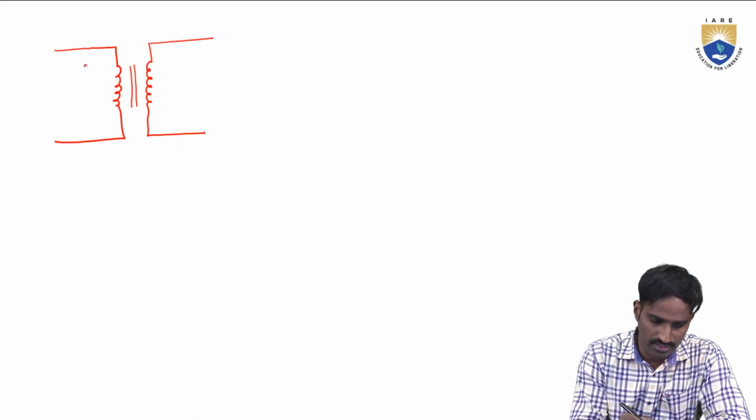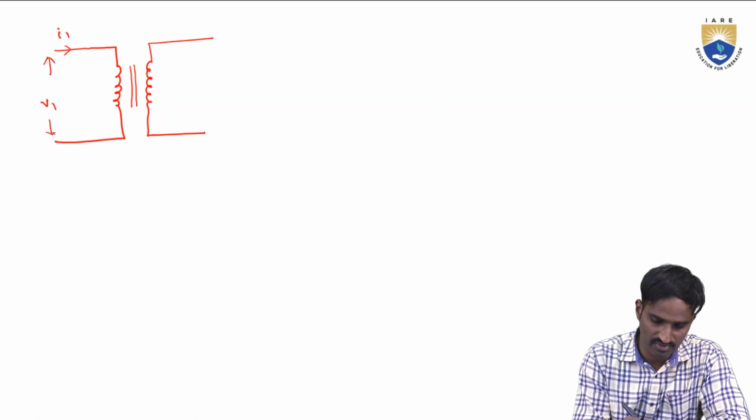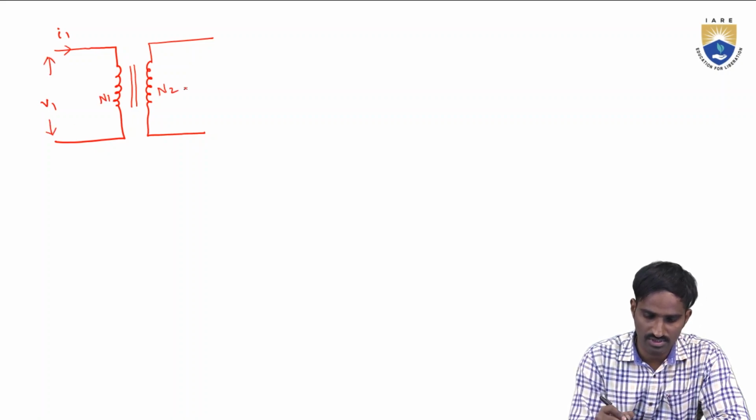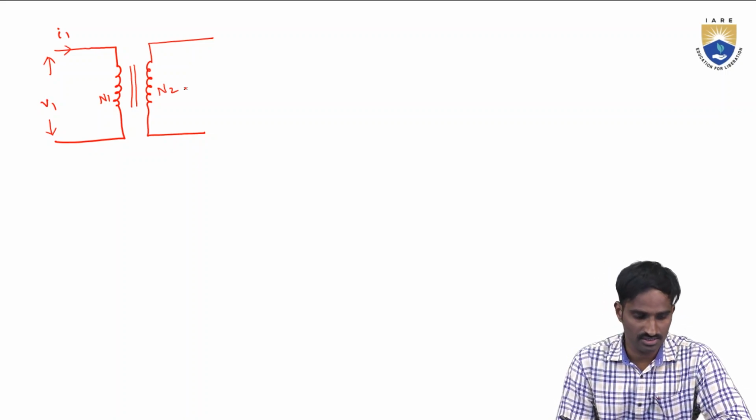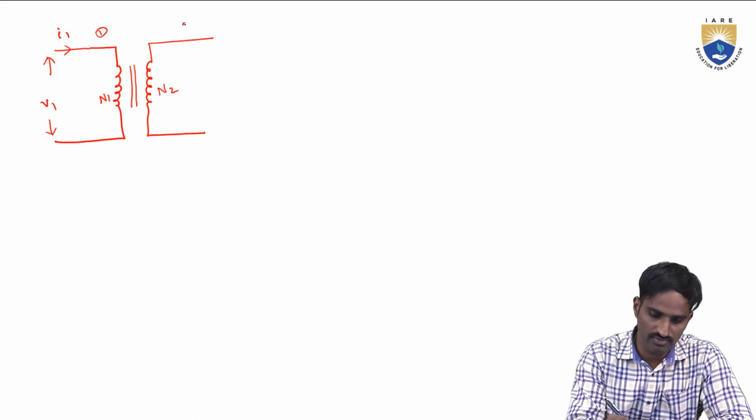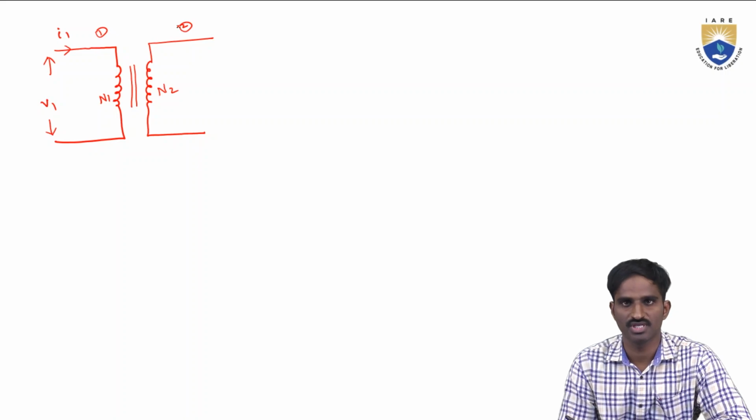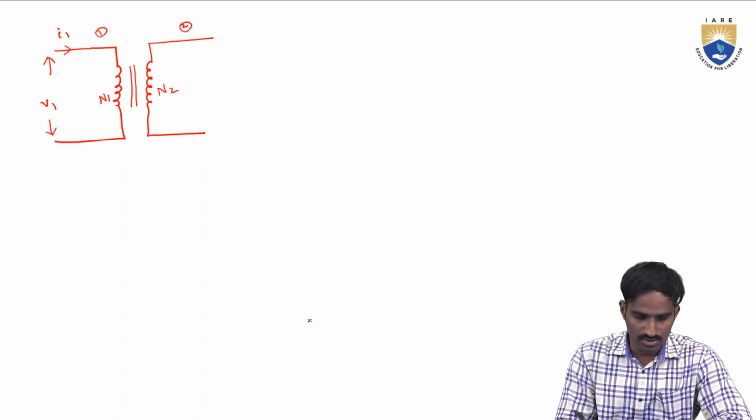Let us consider the current flowing through coil 1 is I1, the voltage across coil 1 is V1, and the number of turns in coil 1 is N1. The number of turns in the secondary coil is N2. Let us consider that this is coil 1 and this is coil 2.